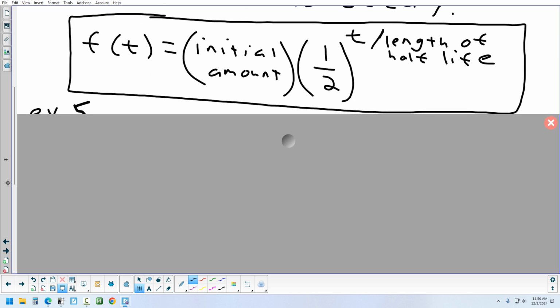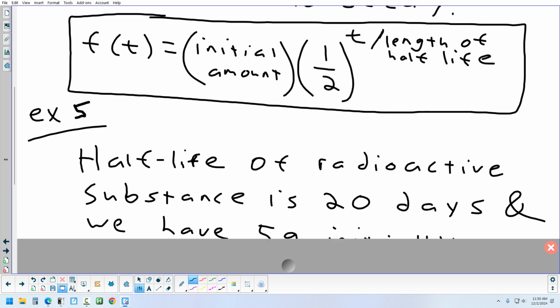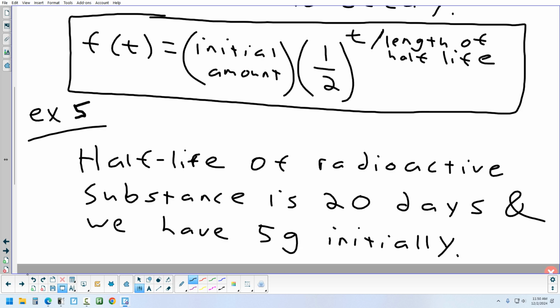It's initial amount times 1/2, and the exponent has to be the number of half-life cycles. So in our problem, we're going to do something that has a half-life cycle of 20 days.